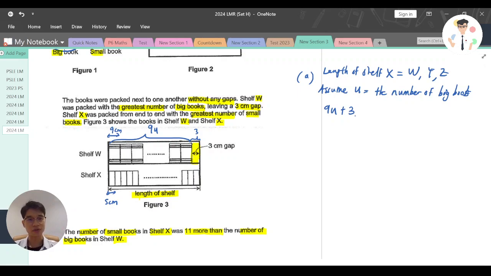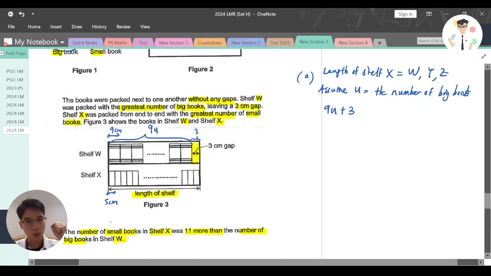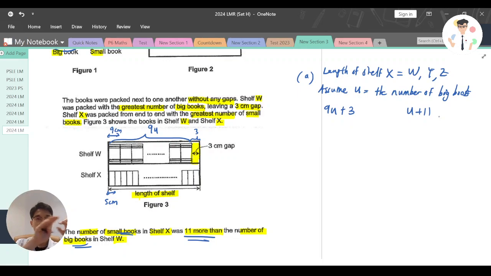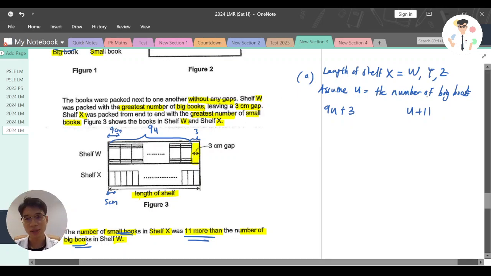But of course, it's also the length of shelf X. Now, if I want to find how many small books I have, what would you say? Probably you will say the number of big books is U, right? But I have 11 small books more than the big books. So it means that the number of small books is U plus 11. Makes sense, right? Because I have U big books, 11 more than the big books, so U plus 11. And I know each small book has a 5 cm gap.